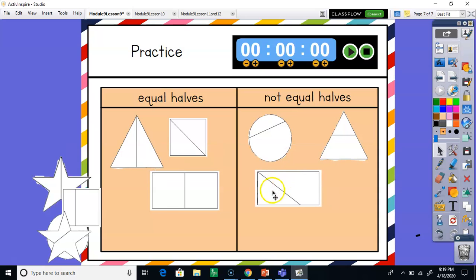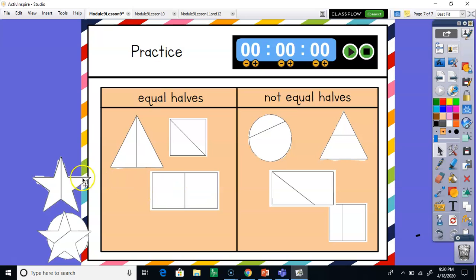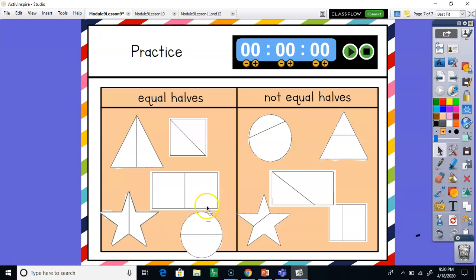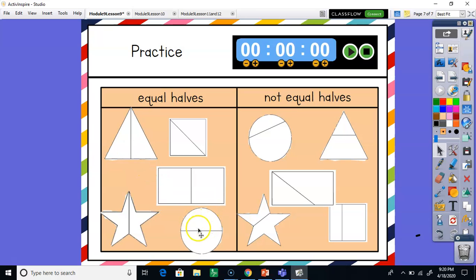This one's not equal because they are not the same size. This one's not equal because they're not the same size either. This one's equal because it goes right down the center. This is not equal because if I was to fold this or cut this right here, these pieces wouldn't be the same. And this one is equal because if I was going to fold this circle in half, this and this would be the same size.